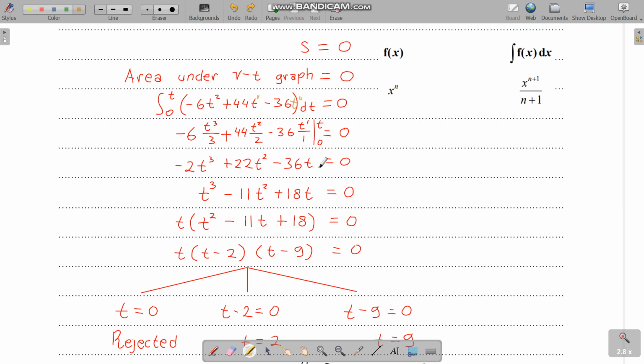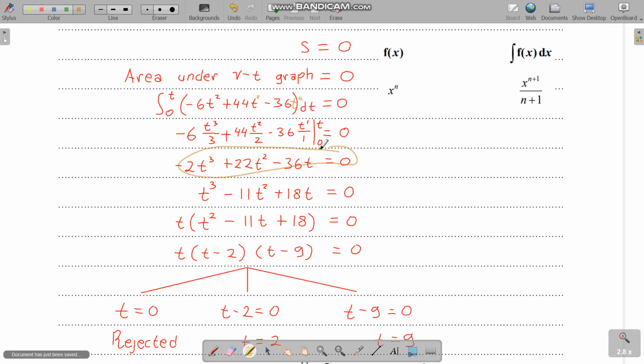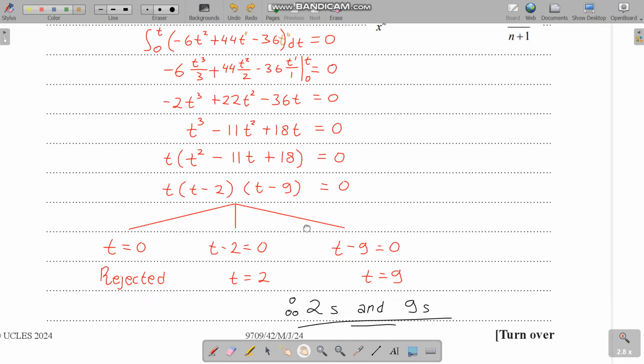And we plug in 0, plug in t. If we plug in 0, of course everything is going to be 0, so just plug in t. If we plug in t and simplify, this is minus 2t cubed, this is 22t squared, and this is minus 36t. So we are solving this cubic equals 0. We can divide both sides by minus 2, and we can factor out the t. So we have three factors from the quadratic. We factorize again. So t equals 0, t minus 2 equals 0, t minus 9 equals 0.